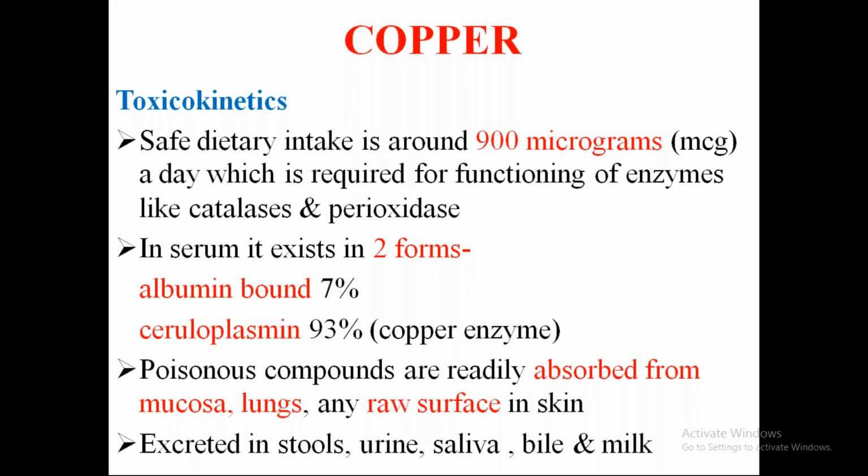In serum, it exists in two forms: albumin-bound form and ceruloplasmin form. In albumin-bound form it is about 7%, and in ceruloplasmin it is about 93%. Ceruloplasmin is a copper enzyme. So a greater percentage is in the ceruloplasmin form in blood. Poisonous compounds are readily absorbed from the mucosa of the mouth, the lungs, and any raw surface of the skin. It is excreted in stools, urine, saliva, bile, and milk.